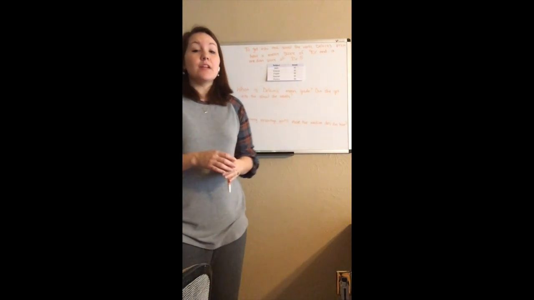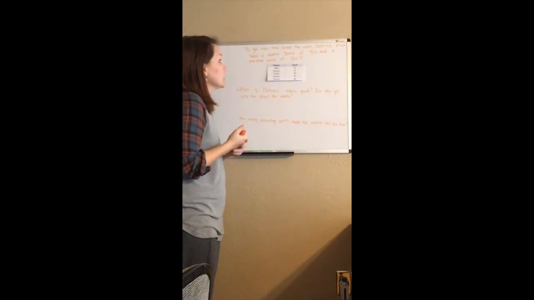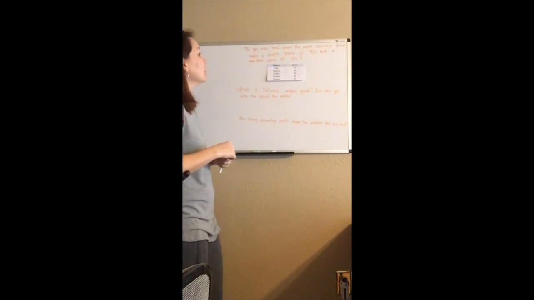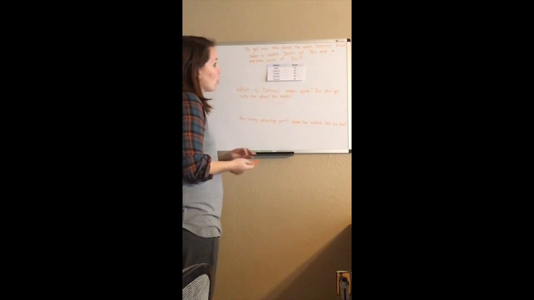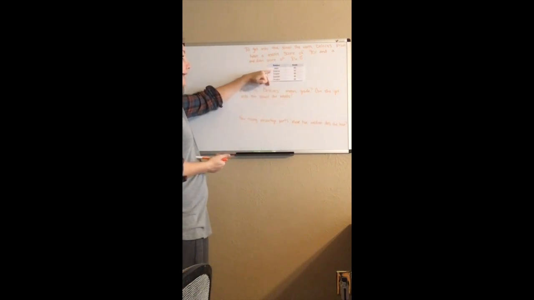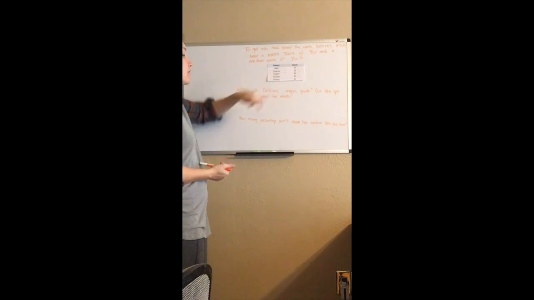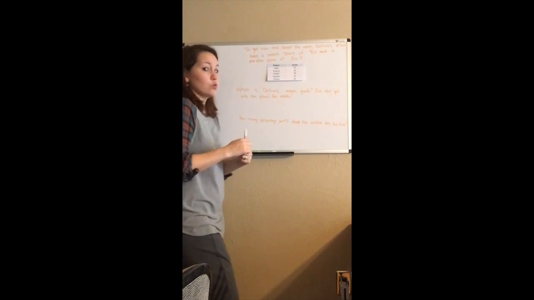In this one, we have another table, and it says, to get into the school she wants, Dolores must have a mean score of 90% and a median score of 86.5. And we have her grades here: math, science, English, Spanish, and physics. It asks, what is Dolores's mean grade? Can she get into the school that she wants?